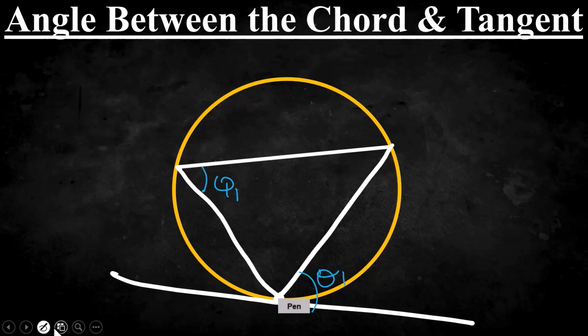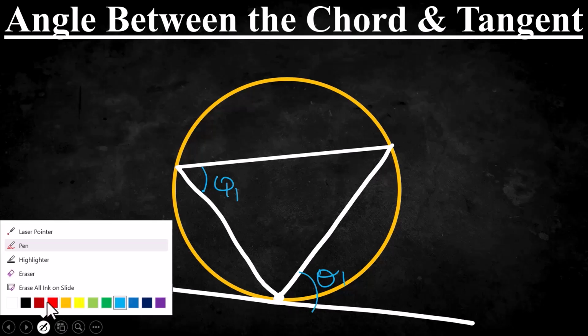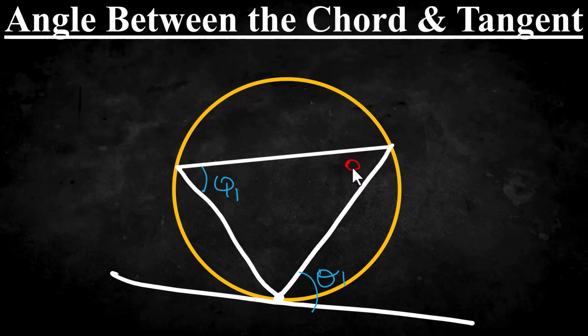If this side is theta 2, let me use a different color, so if this side is theta 2, this side in the opposite or alternate segment will be theta 2. So if this side is 30, this side will be 30. And if this side is 20, this side will be 20. So that is the angle between the chord and the tangent.